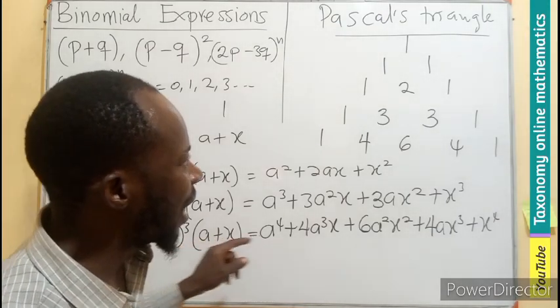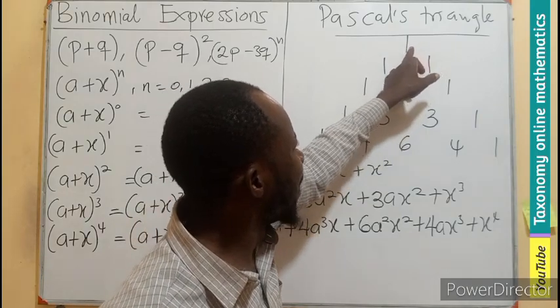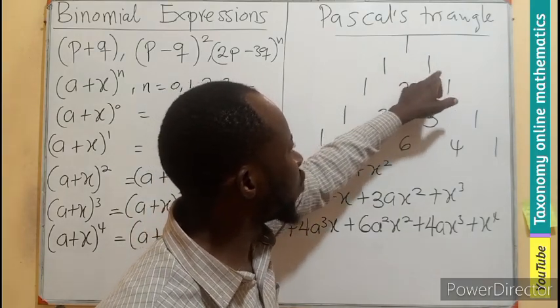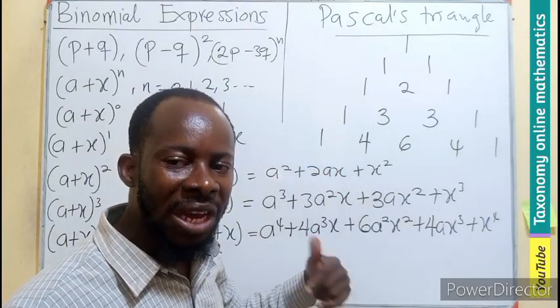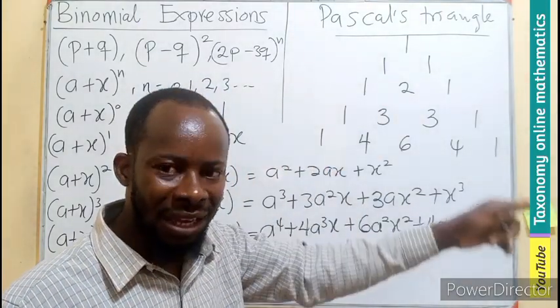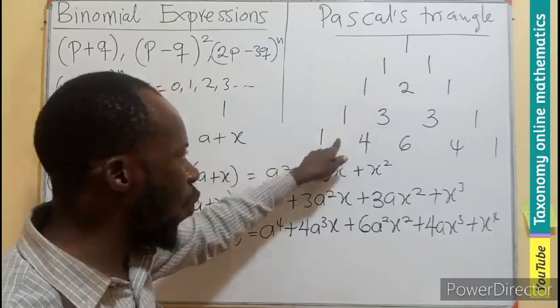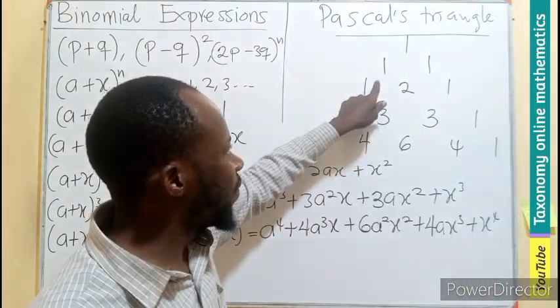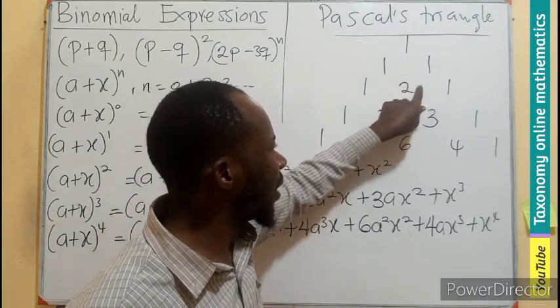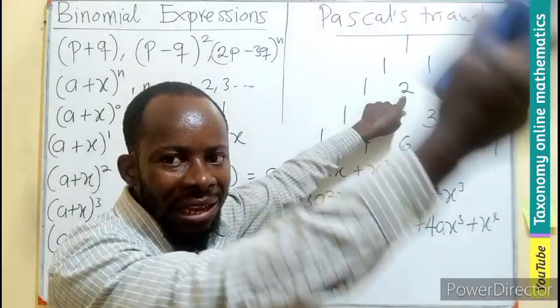Let's see how we can do that. If you look at this, 1, 1, 1. 1 plus 1 gives us 2. The leading coefficient is always 1 and the last is always 1. So the extreme is 1. So if I pick the 1, 1 plus 1, 2. So therefore the last will be 1.